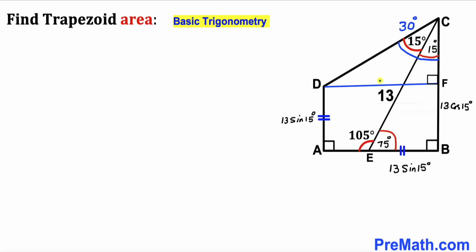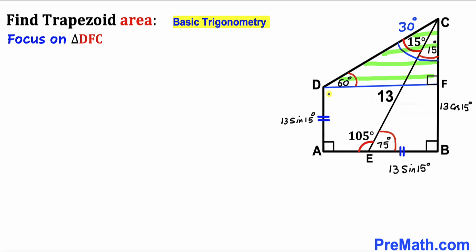And here's our next step. I have dropped this perpendicular DF on this side BC. And now let's focus on this right triangle DFC. We know this angle is 30 degrees, this angle is 90 degrees. So therefore this angle has got to be 60 degrees.